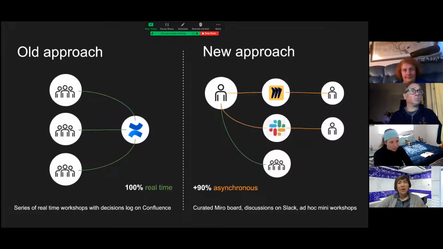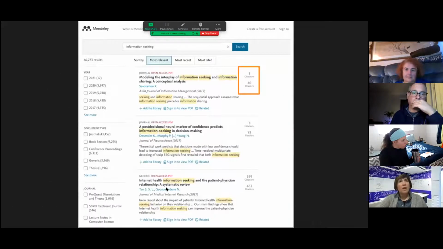And the idea was to have a Miro board curated by one person, a facilitator. In this case, you will see it was me, who would prepare all the information needed to take a decision, organize it in a way that would be easy for people to take a decision, drive the discussion on Slack, in the case that we did it, and only create and facilitate mini workshops if needed. So the idea was really to minimize the real-time interaction. So that was the approach that I wanted to try. I tried out this approach.